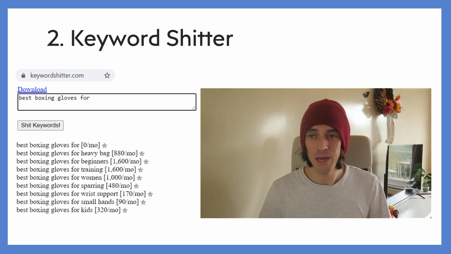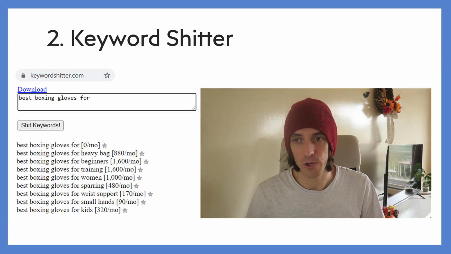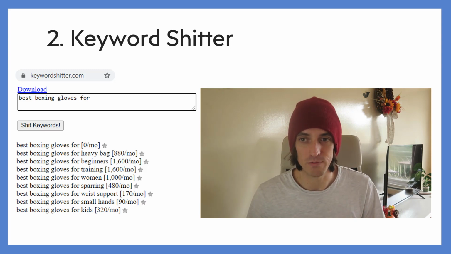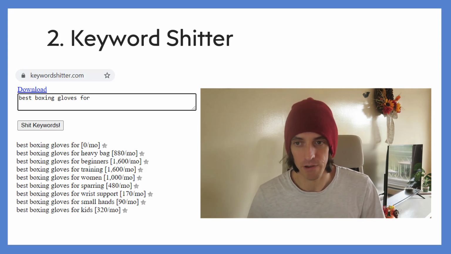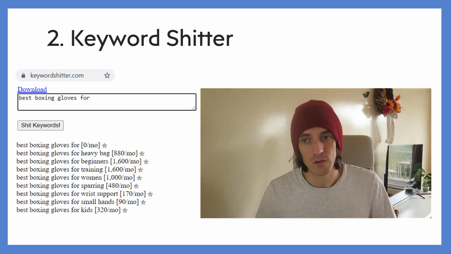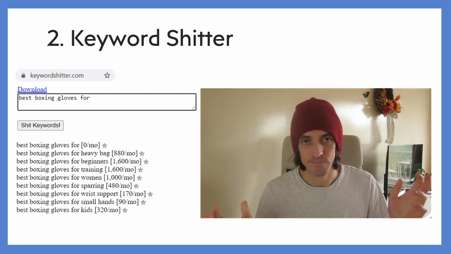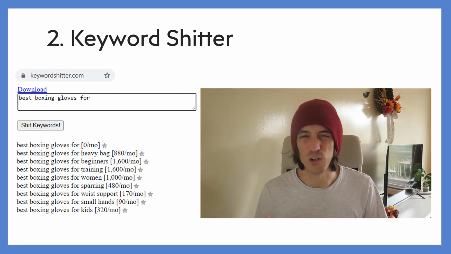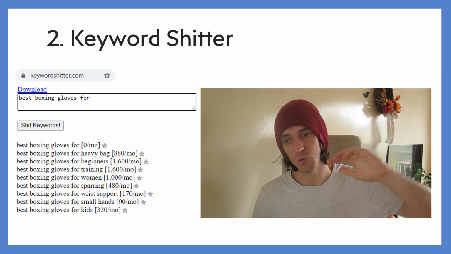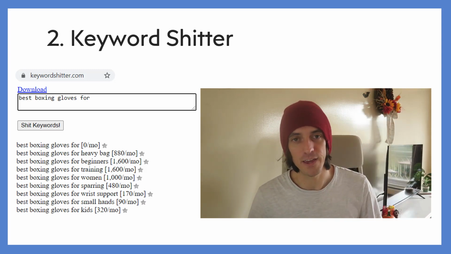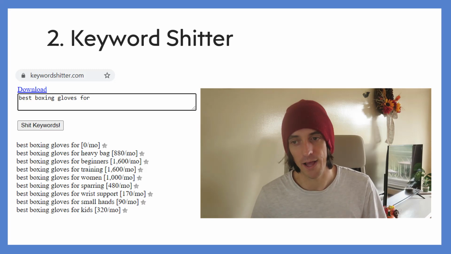Okay, the second one, getting a little bit more techie now, we're going to a website called keywordshitter.com. This website will generate a bunch of keywords for you. It's really clever. You just type in that top box, best boxing gloves for, or boxing gloves, or any sort of seed keyword we call it, and press shit keywords, and keywords will start coming out really thick and fast, and you can let it run for as long as you want.